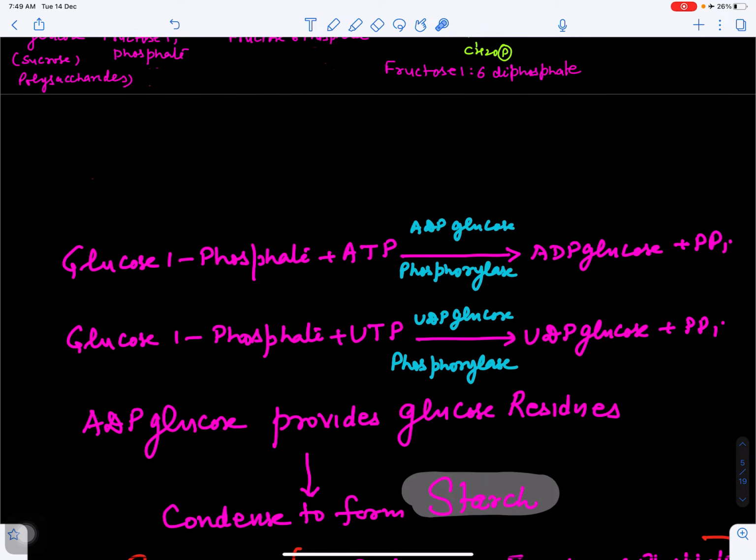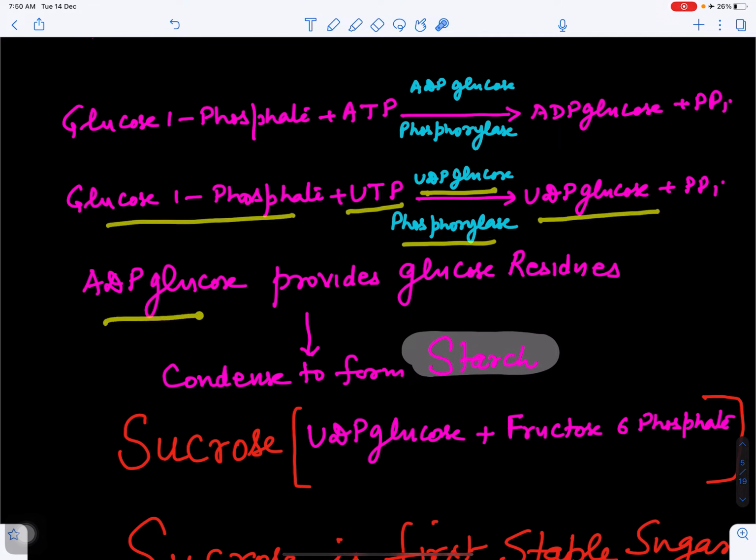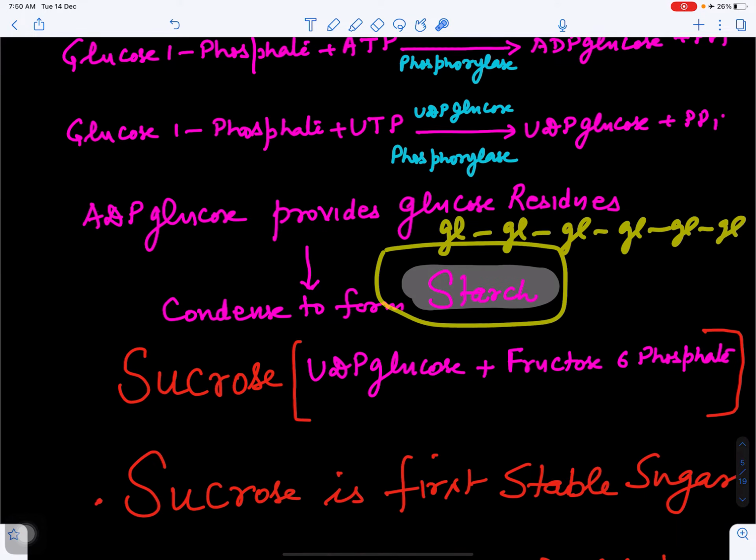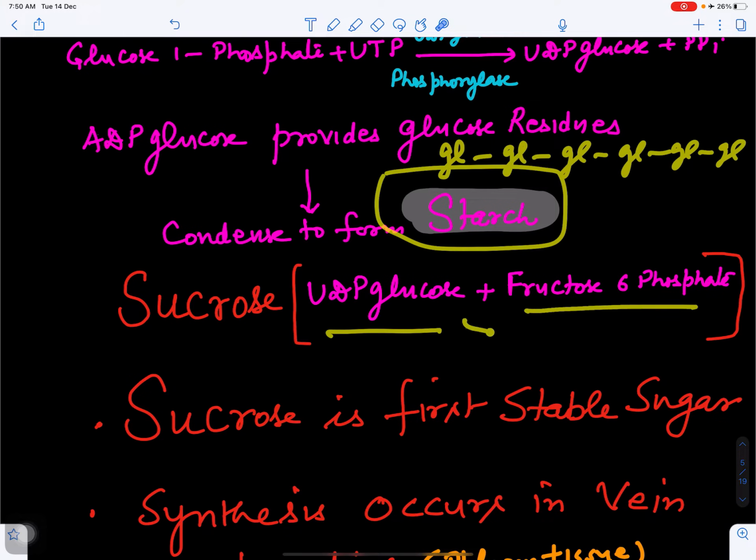You can see here, glucose 1-phosphate reacts with ATP. The enzyme required is ADP glucose phosphorylase, and this will help in conversion to ADP glucose. Glucose 1-phosphate can also react with UTP, that is uridine triphosphate, and the enzyme required is uridine diphosphate glucose phosphorylase. This will get converted to UDP glucose. Now ADP glucose will provide glucose residues for the formation of starch. Starch is a polymerized product produced by polymerization of many glucose molecules. But sometimes UDP glucose and fructose 6-phosphate may condense with each other.